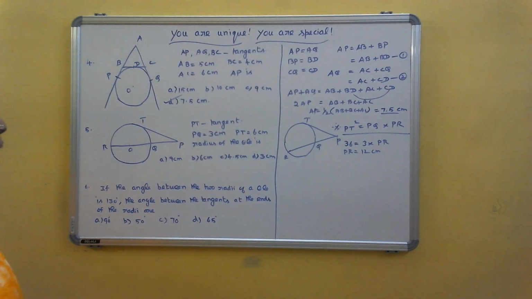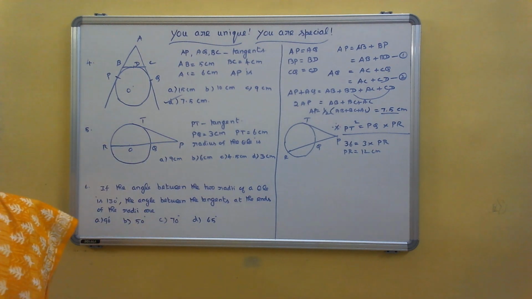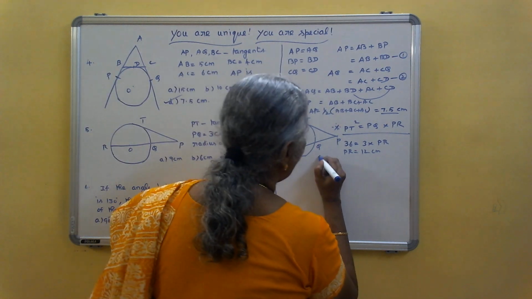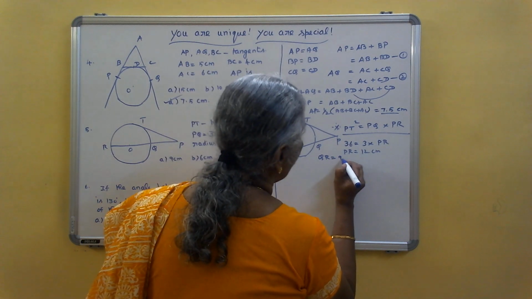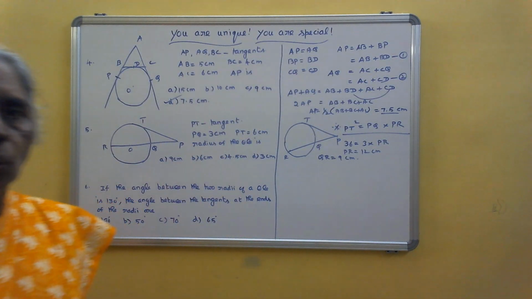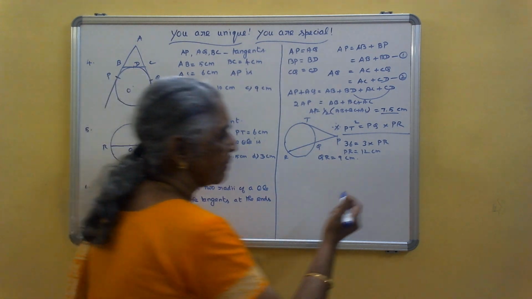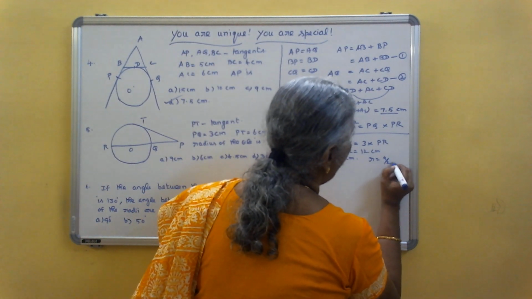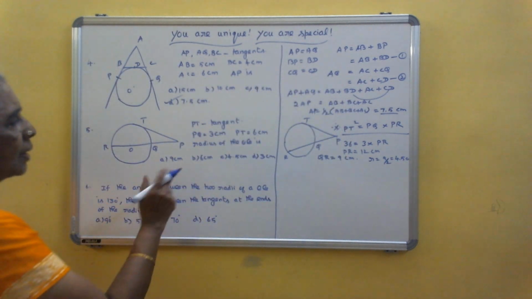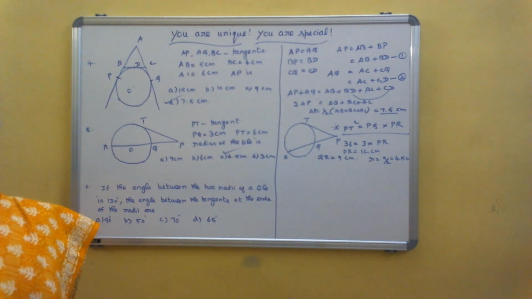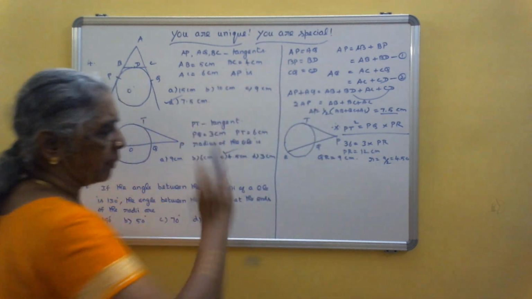Now look at the figure. PR is the whole thing. You know PQ. If you subtract, you will get QR, isn't it? So now QR will be 12 minus 3, you will get 9 centimeters. What is QR? QR is the diameter of the circle. You want the radius. So the radius will be 9 by 2, which is 4.5 centimeter. So the option C is the correct option. Okay, so here remember this concept.